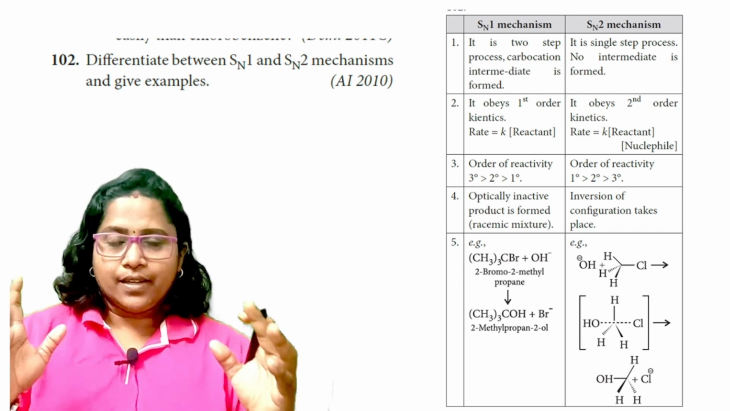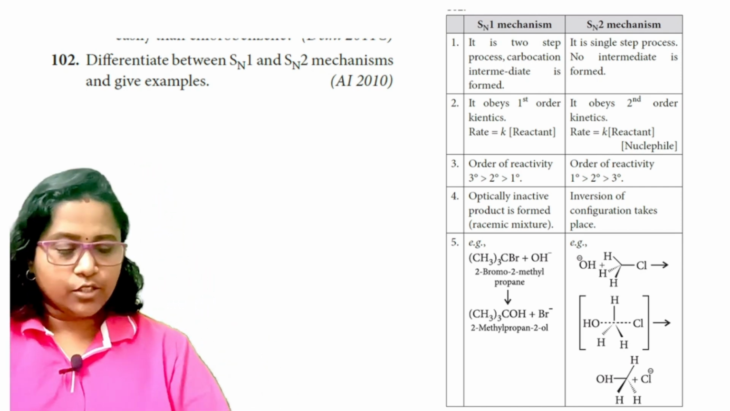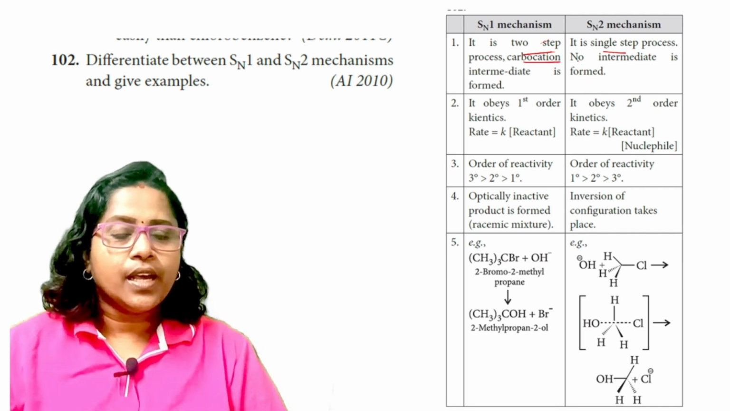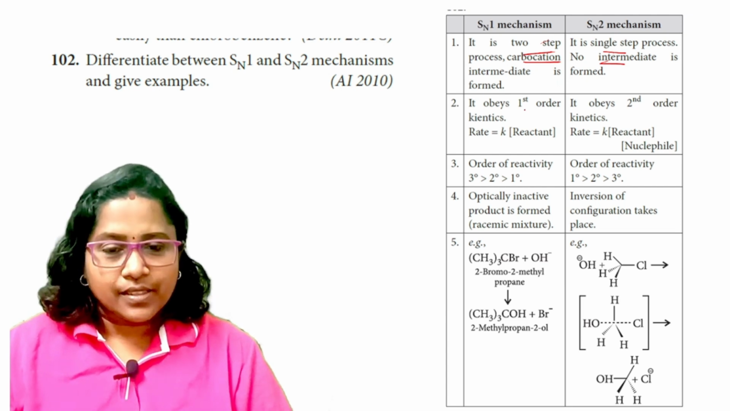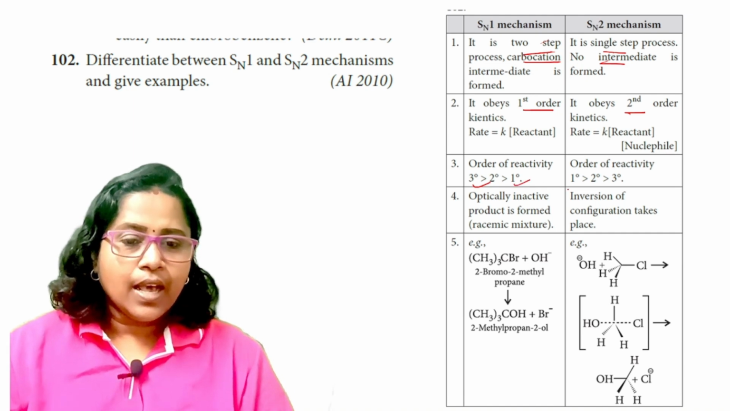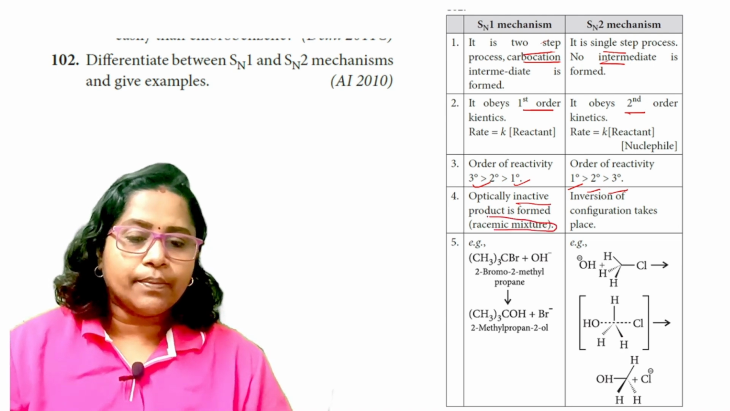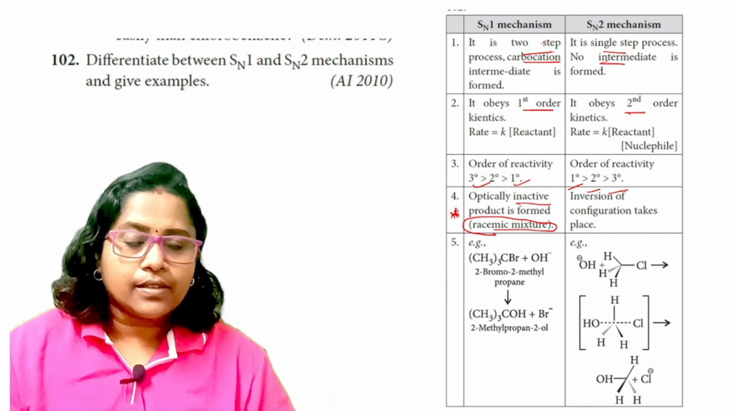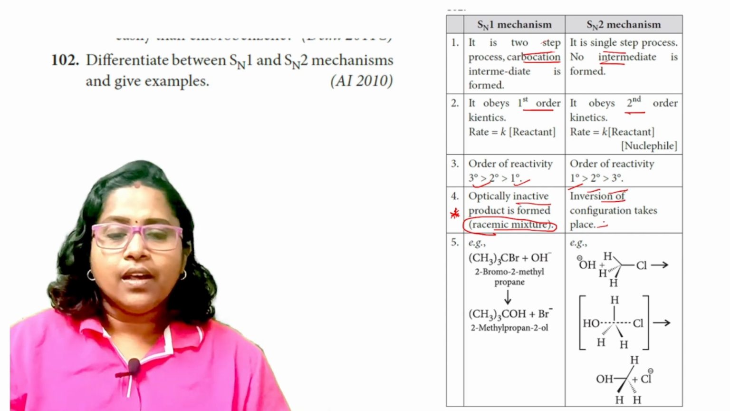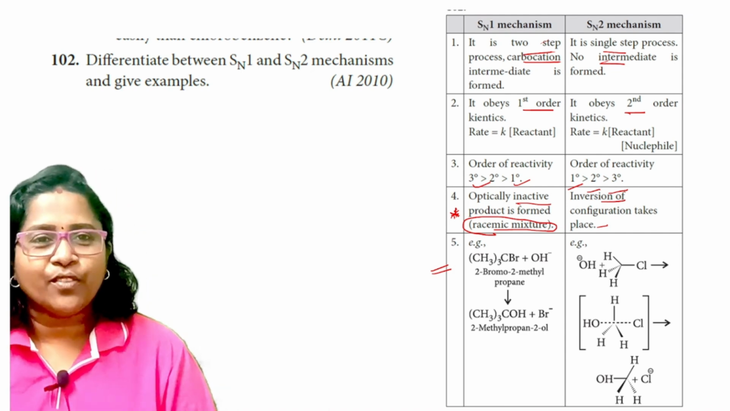This is a typical differentiation between SN1 and SN2. You can take a screenshot of this one. SN1 is a two-step process, I already told you, and SN2 is a single step process. Here there is carbocation formation, but there is no carbocation formation in SN2. This is a first order reaction, this is second order kinetics, and the order of reactivity is tertiary, secondary, primary for SN1, and primary, secondary, tertiary for SN2. SN1 is optically inactive because of the racemic mixture, this is very important. In SN2 there is only inversion of configuration. And you also have to write one example, then you will get full marks.